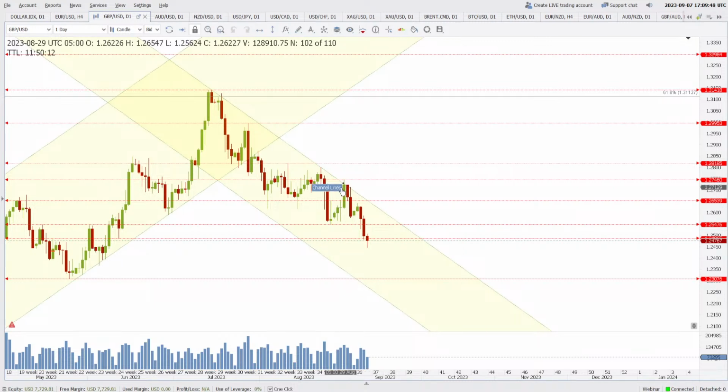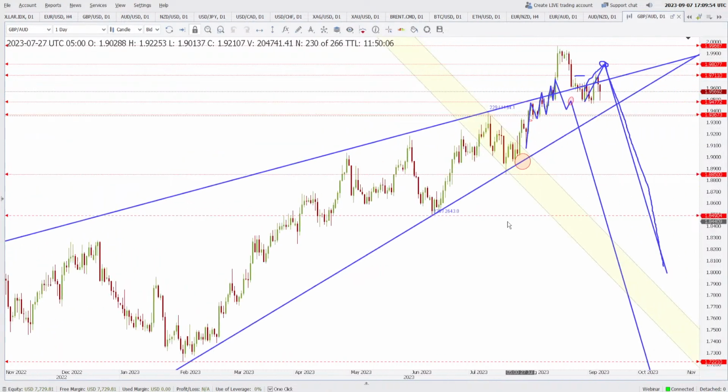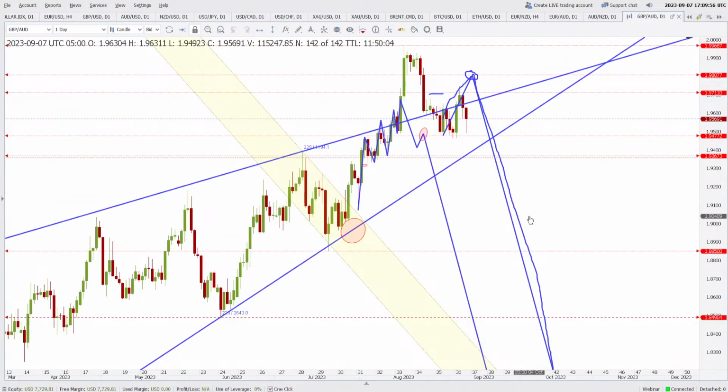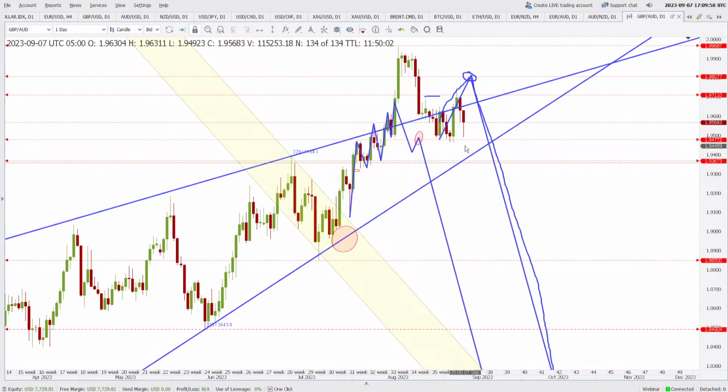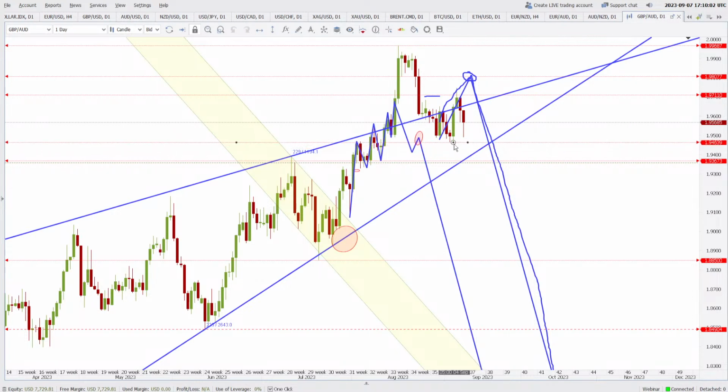Now since the pound is falling like anything, you should also keep an eye on the GBP AUD, which we were looking to sell in the long run, remember. So if the price starts trading below these levels again, the 1.9463 area, then we will be sure that this market has entered a selling structure, and in that case we will be selling this market.